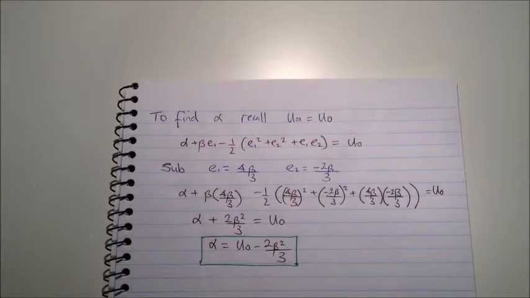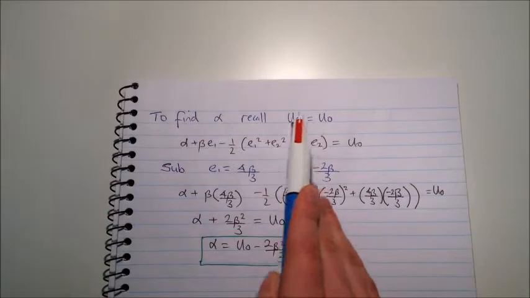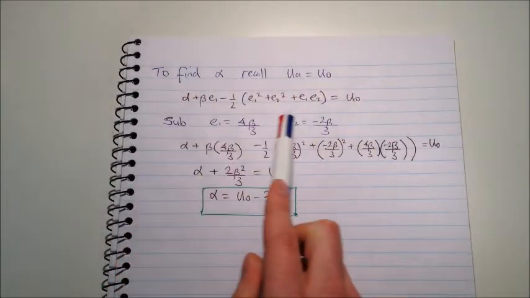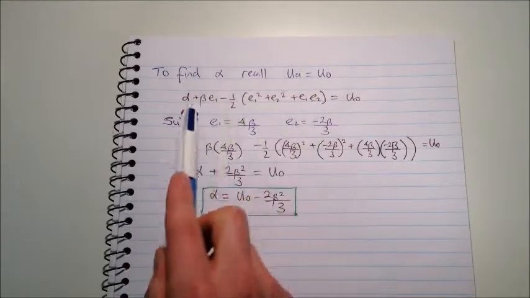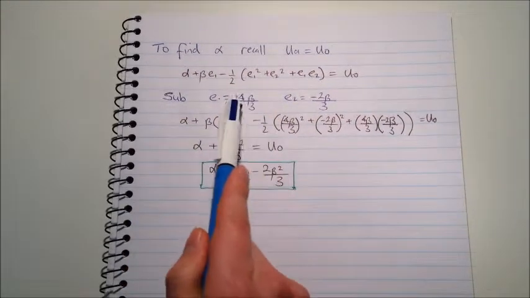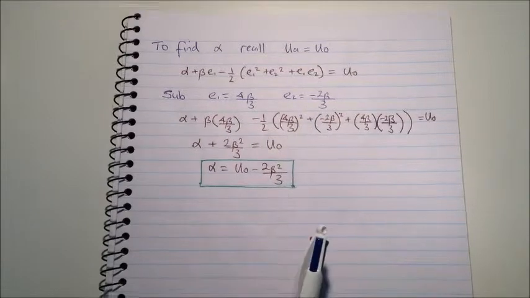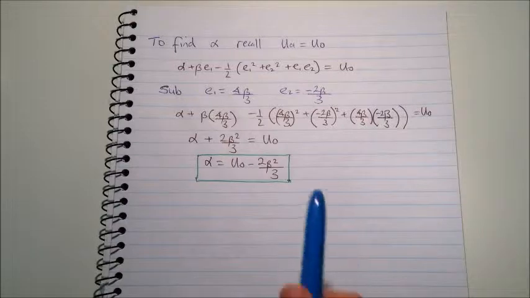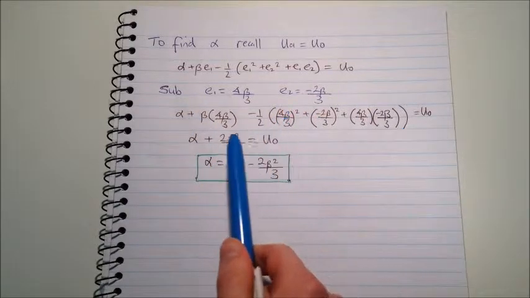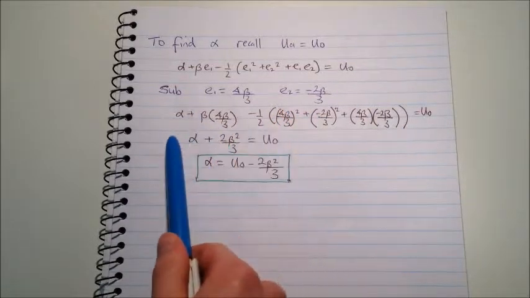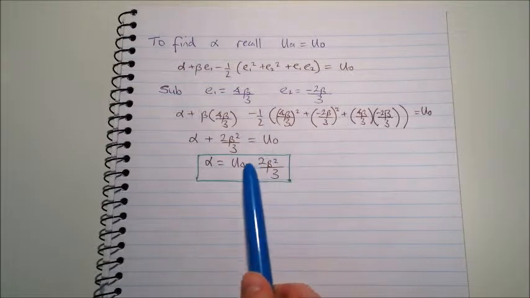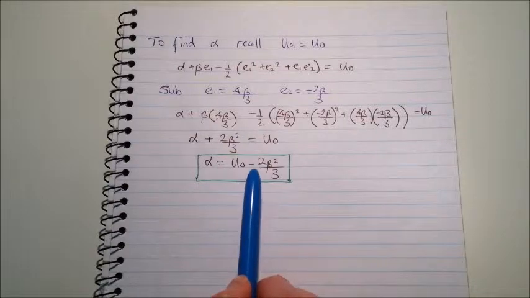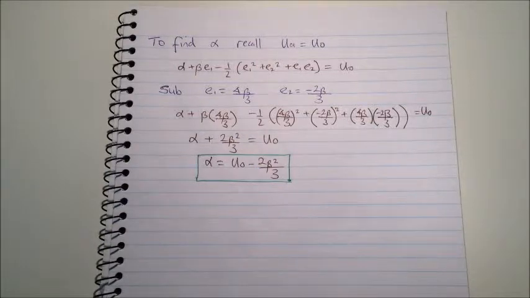To find alpha, we recall that UA is equal to UO. Substituting in for UA, we get this. And then substituting in the values for E1 and E2, we obtain this expression over here. Simplifying this expression in terms of beta, we obtain this simplified expression over here. Rearrange for alpha to obtain the answer that alpha is equal to U0 minus 2 beta squared over 3.